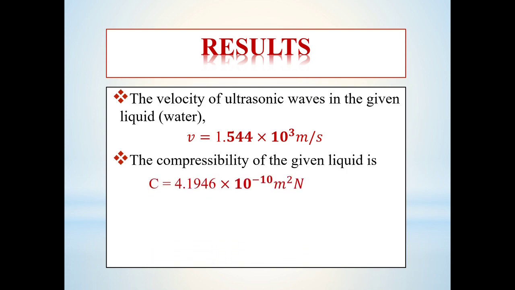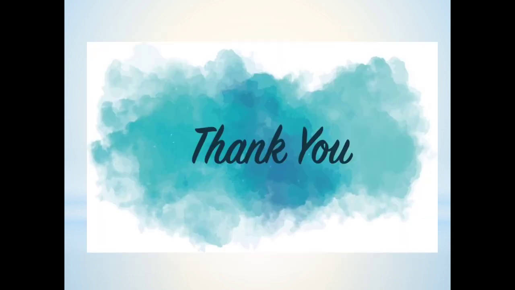The compressibility of water that we have obtained is C equal to 4.1946 into 10 power minus 10 meter square per Newton, but the reference value is around 4.6 into 10 power minus 10 meter square per Newton. This also doesn't deviate much from the reference value. We can repeat the same experiment with kerosene, toluene and benzene in the same way.